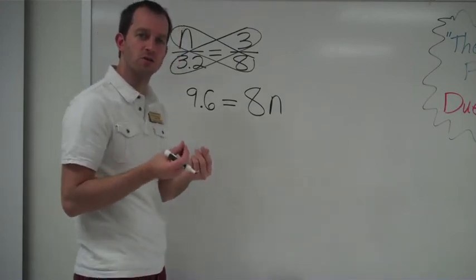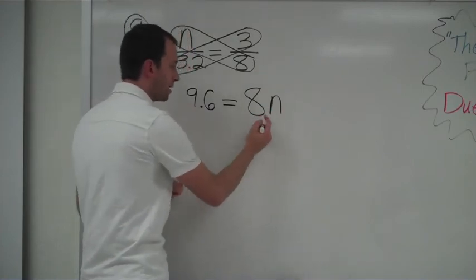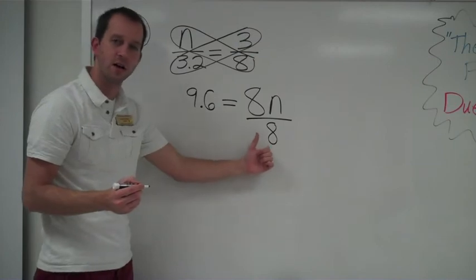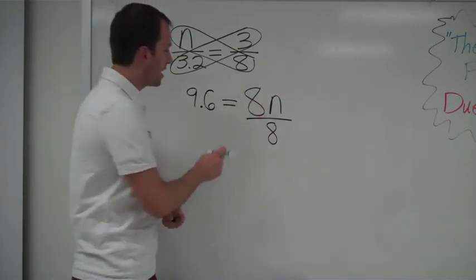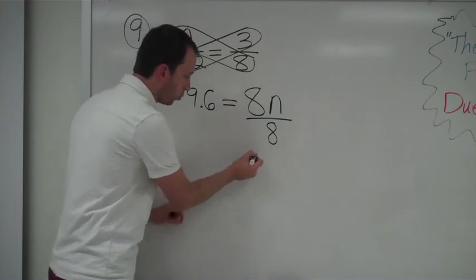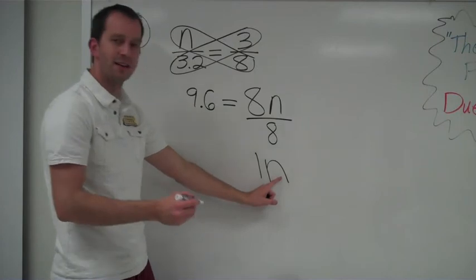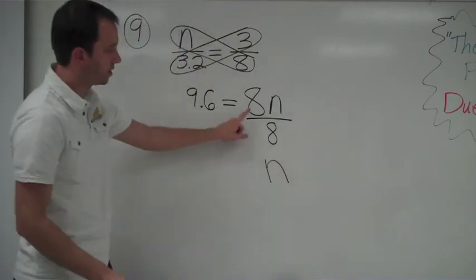This is part of our algebra. To solve this for n, we're going to undo multiplying by 8. I want n by itself. To undo multiplying by 8, we're going to divide that by 8. What happens now is 8 divided by 8 is 1. 1 times n is just n. After I divide by 8, all that's left is n.